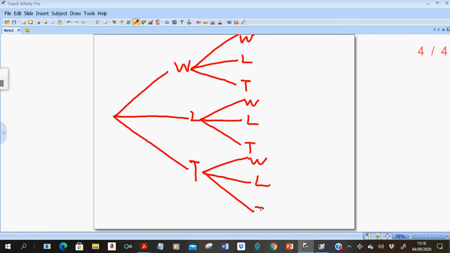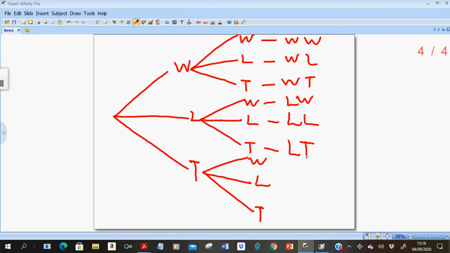So what are the probabilities that we get there? We have a win, win; a win, loss; a win, tie; a loss, win; a loss, loss; a loss and a tie; and then a tie and a win; a tie and a loss; and tie, tie.